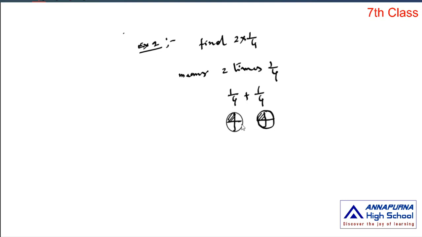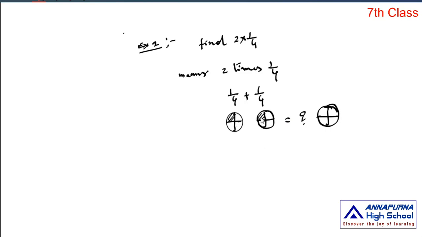Now you observe these 2 diagrams. Each shaded part is 1 by 4 of a circle. Now the question is, how much will the 2 shaded parts represent together? This is equal to how much? The 2 shaded parts represent together means draw a whole circle. So this is the whole. Divide this one into 4 equal parts. Why? Because the denominator is 4.